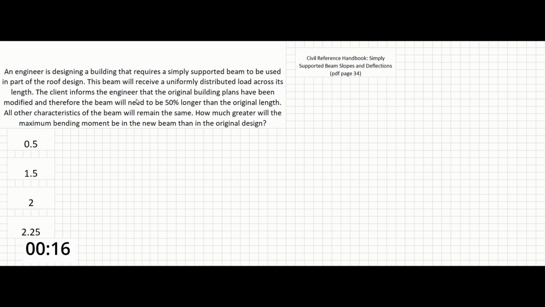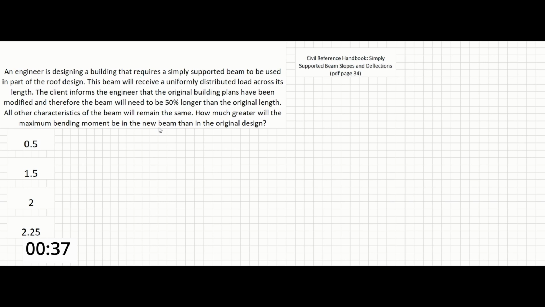The client informs the engineer that the original building plans have been modified, and therefore the beam will need to be 50% longer than the original length. All other characteristics of the beam will remain the same. How much greater will the maximum bending moment be in the new beam than in the original design?